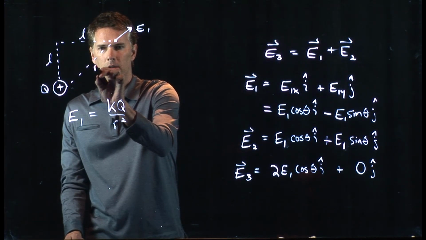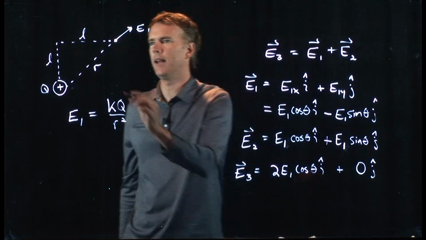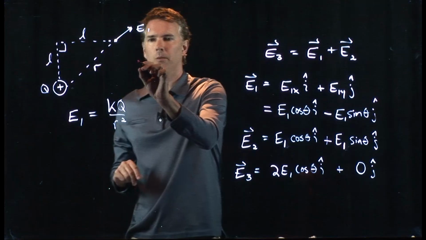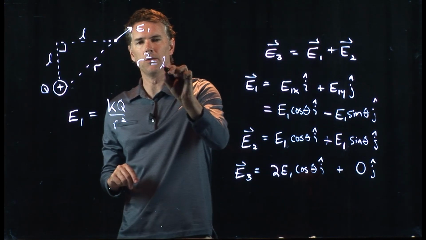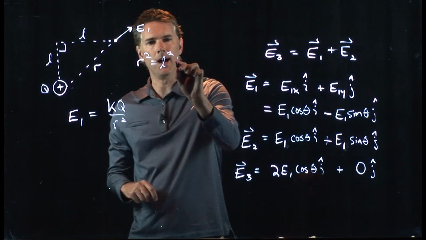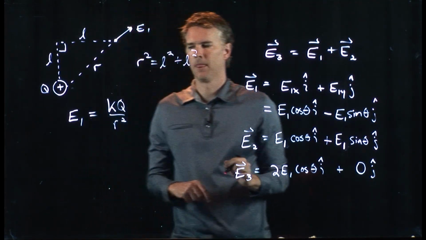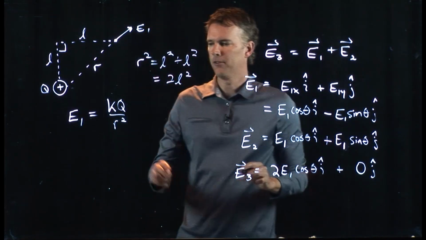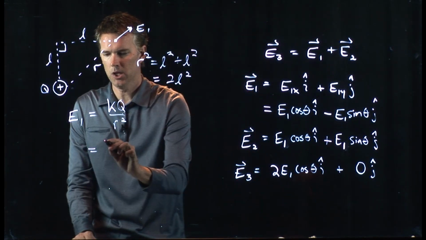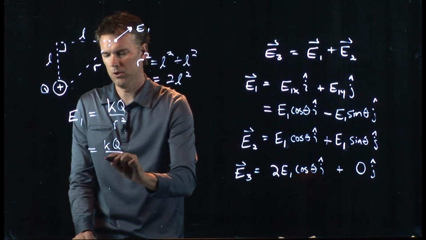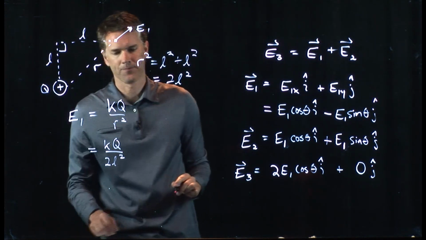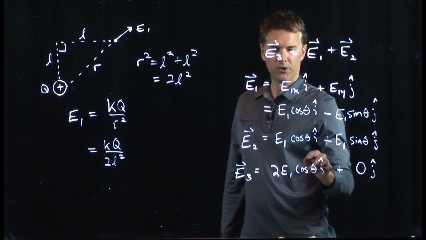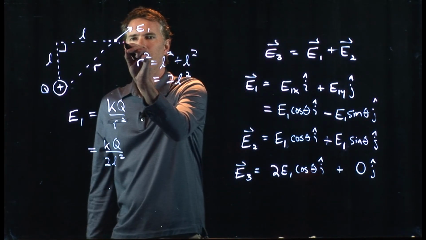Do we know R? Well, R is the hypotenuse of that triangle. That's a right angle. If that's a right triangle, then we know that R squared equals L squared plus L squared, which is just 2L squared. And so I can put that in right here. This is KQ over 2L squared. And now we're almost there. We just need one little piece of information, which is theta. Theta, we said, was this angle.